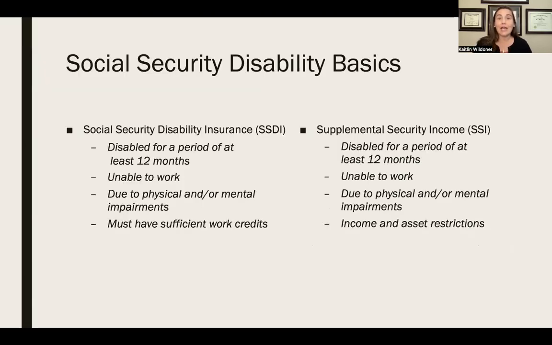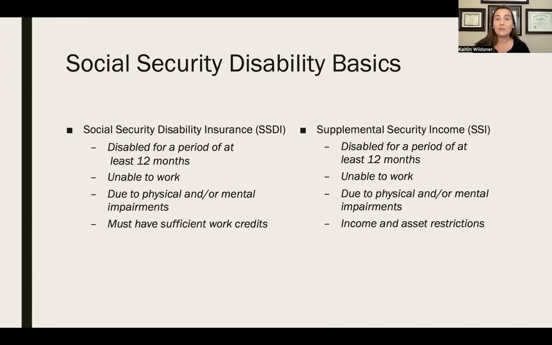Okay, so a little bit about the programs. When people apply for Social Security disability, they don't always understand what they're applying for, what it means, what's going on. They just know that they're hurt and they need help. So there are two different programs that you might qualify for if you've applied for Social Security disability. There's Social Security Disability Insurance, SSDI benefits, and there's also Supplemental Security Income, or SSI benefits. Both programs require that you be disabled and unable to work for a period of at least 12 months due to physical and/or mental impairments.